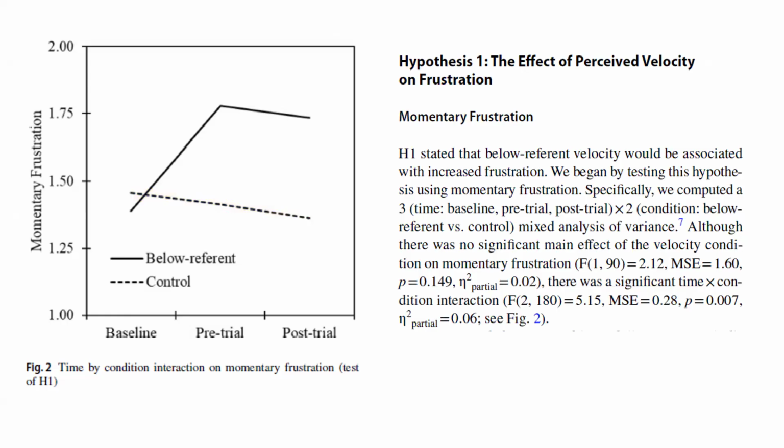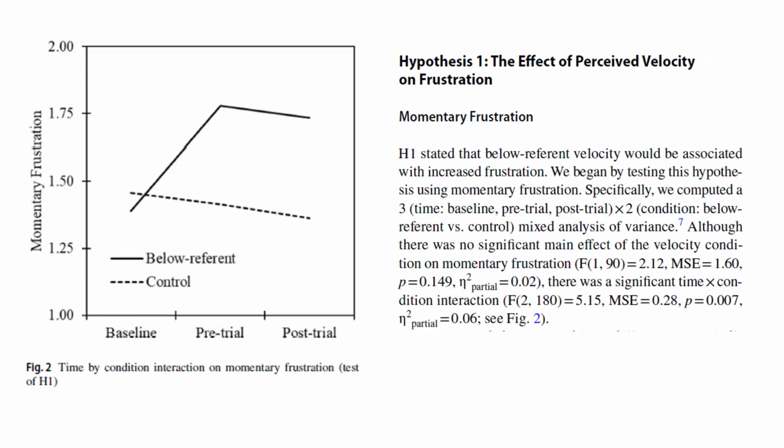So pulling from the paper, here is where I write about this. Hypothesis 1 stated that the below referent velocity would be associated with increased frustration. So we began testing this hypothesis with momentary frustration. We computed a 3x2 mixed analysis of variance. Our within subjects factor is time, and that had 3 levels: baseline, pre-trial, and post-trial. Our between subjects factor is condition, and that had 2 levels: below referent and control. It's a mixed ANOVA, which means it has a within subjects component.